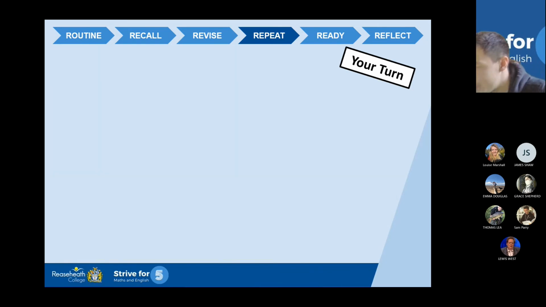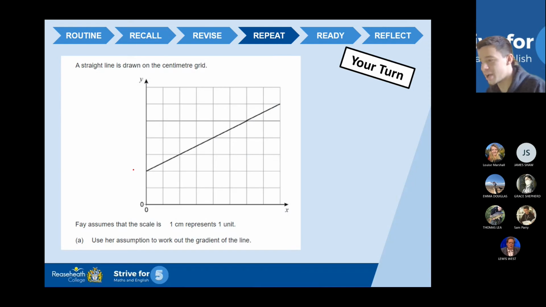Right. So this question here says a straight line is drawn on a centimetre grid. Faye assumes that the scale is 1 centimetre represents 1 unit. Use her assumption to work out the gradient of the line. So although it doesn't have numbers on the side, we're going to assume 1 space is 1 centimetre. Okay, so we need to do the difference in height divided by the difference across. So up divided by across.